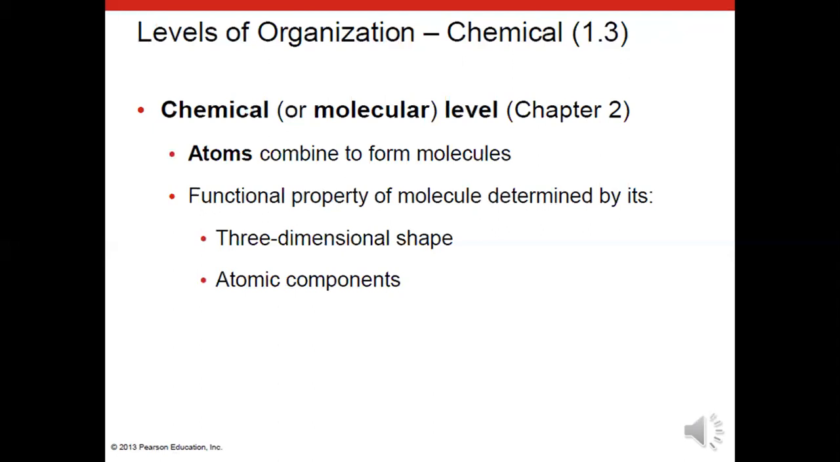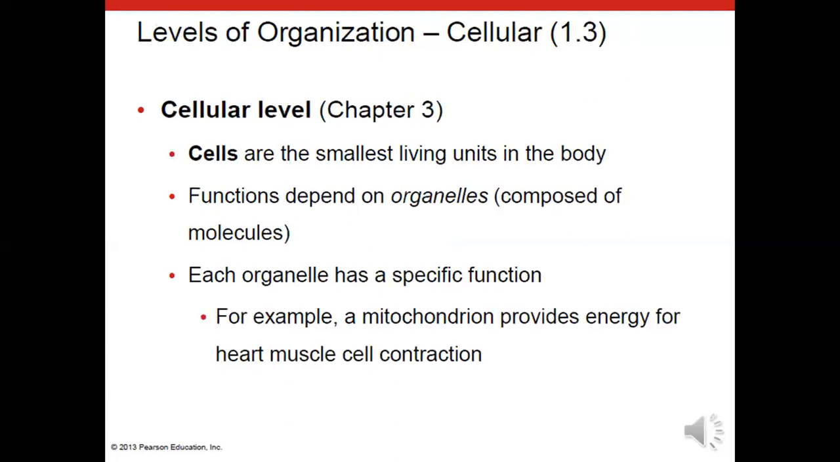So within a cell, molecules are located. We'll talk about some molecules that create some functional proteins. But atoms are what create these molecules. So at the simplest level, you're made up of atoms that combine to form molecules. Molecules also form together to create the components of a cell. And cells are the smallest living units in the body, and they function depending on organelles. An organelle is a little miniature organ within a cell.